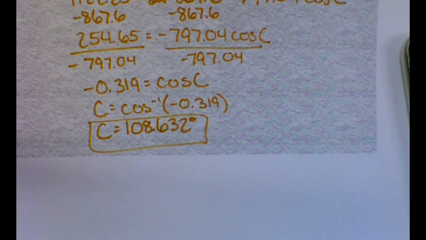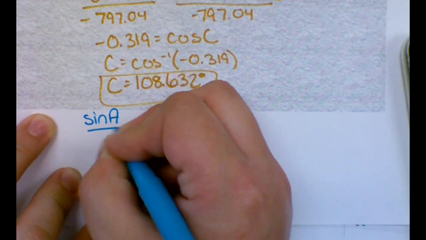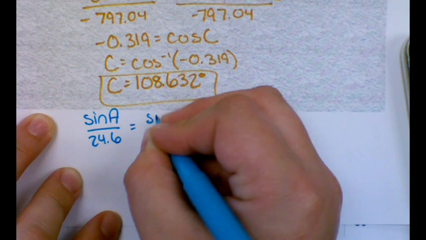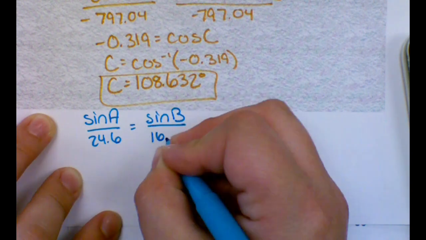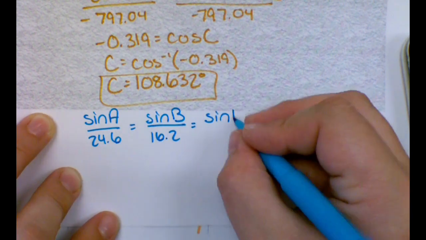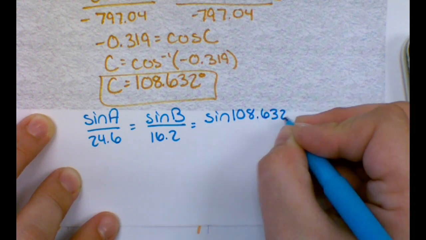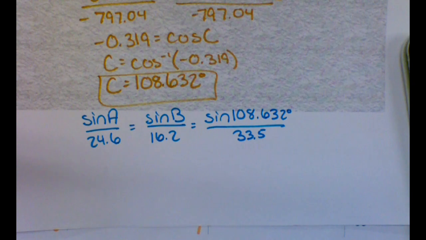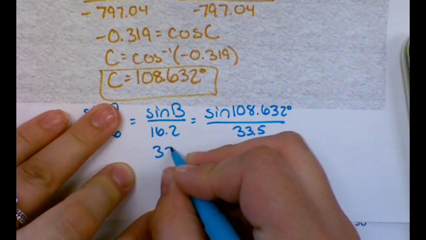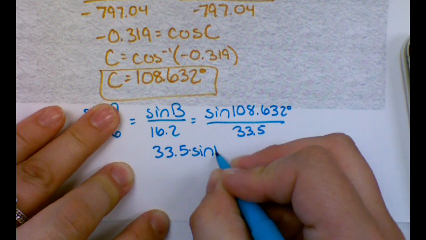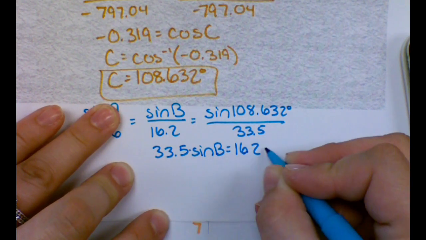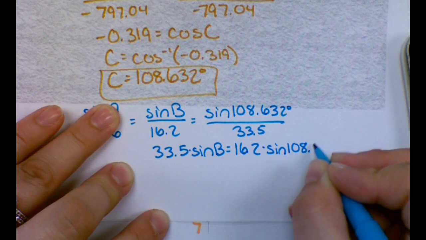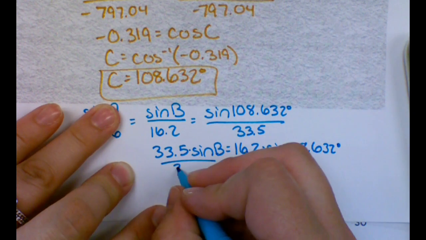Now I got two other angles to find. I would switch over to law of sines. Sine of angle A over side A equals the sine of angle B over side B equals the sine of angle C, which I now know, over side C. It's always good practice to solve for the smaller angle at this point, which would be angle B. So I will cross multiply: 33.5 times the sine of angle B equals 16.2 times the sine of 108.632, divided by 33.5.